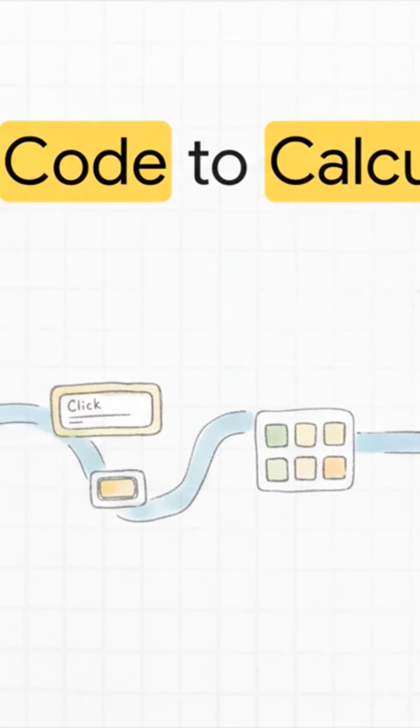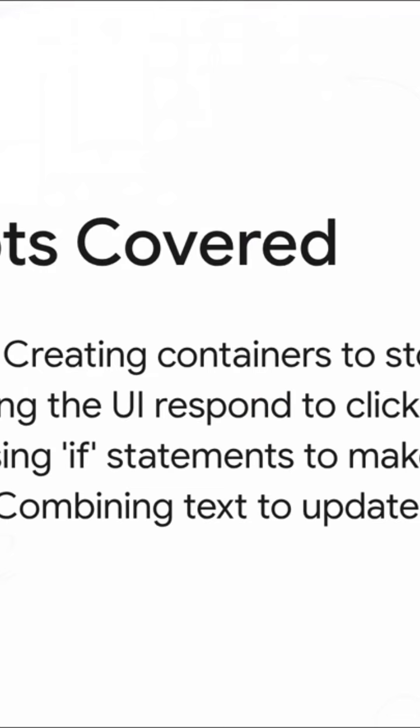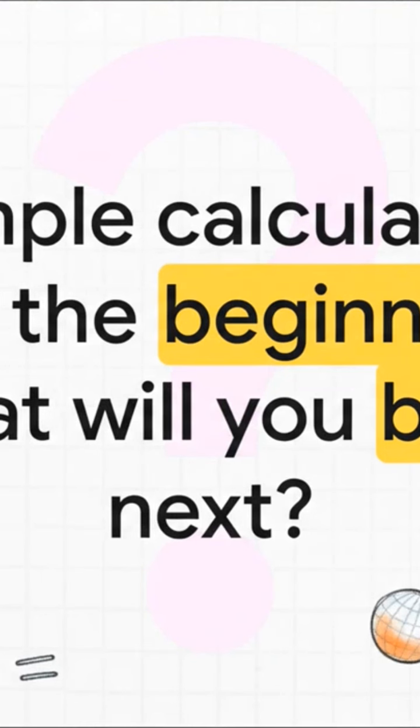And just like that, we've gone from a bit of code to a full calculator. Let's do a quick recap. So, what were the key programming concepts that really made all this work? Let's break it down. We used variables to store data, event handling to make our buttons clickable, and conditional logic to do the math. But a simple calculator is really just the beginning. Now that you've seen the building blocks, what will you build next?